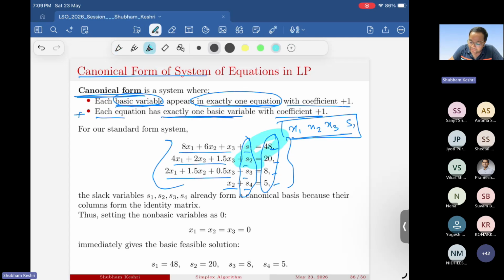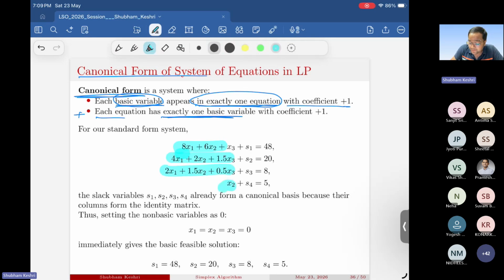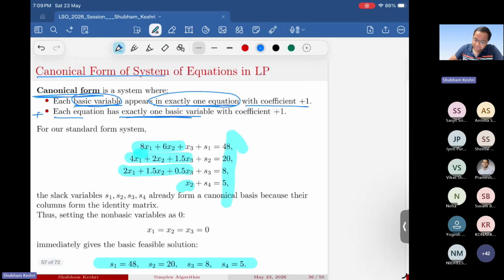Currently, our basic variables are S1, S2, S3, and S4. Once we put x1, x2, and x3 as 0, the right-hand side will give you the value of the basic variables. So over here, the basic variables' values are 48, 28, and 5. Okay. With this idea, we will proceed with the simplex method. Okay. So we have this equation.